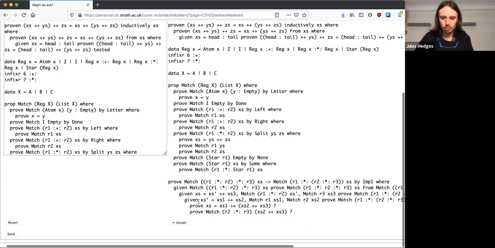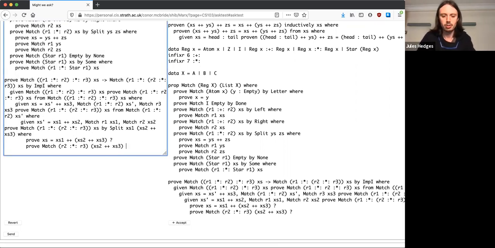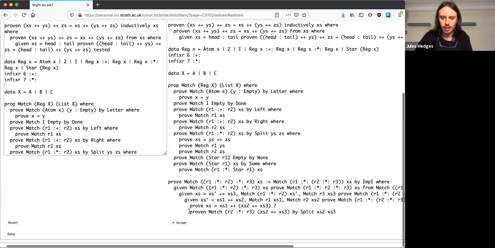So now I'm going to get two sub-goals. One where I have to prove that xs really does split this way, and one where I have to prove this smaller match. And this one I can do again by the split rule, because I know that xs 2 concatenate xs 3 splits as xs 2 concatenate xs 3. So actually this by split should have 3 sub-goals, but Ask was able to solve all 3 of them automatically. Now the only place we have left to do work is in this sub-goal.